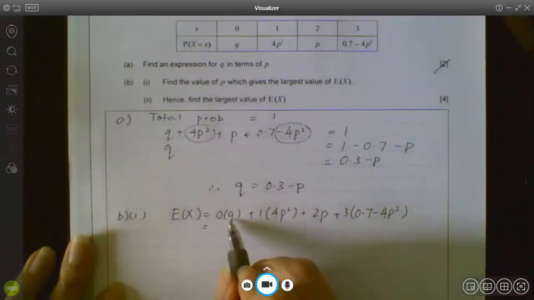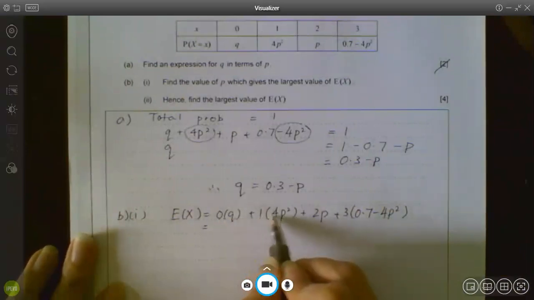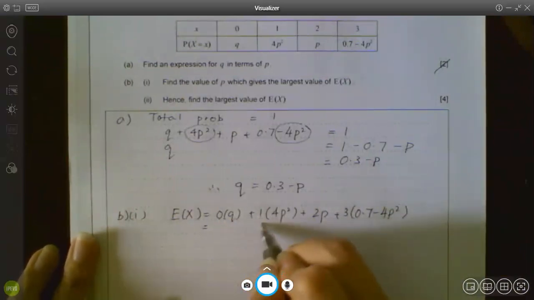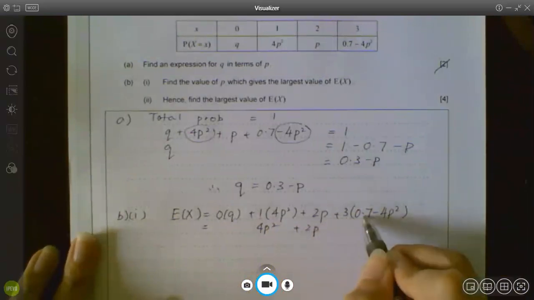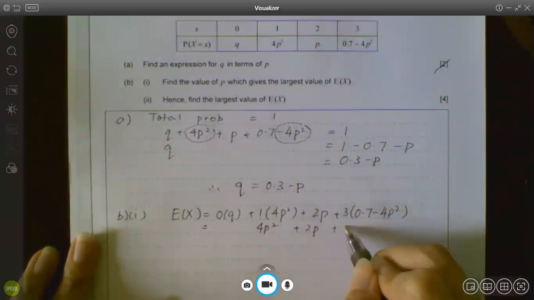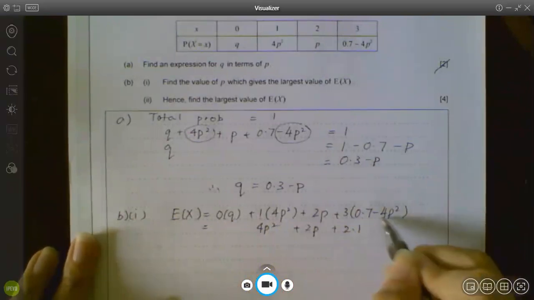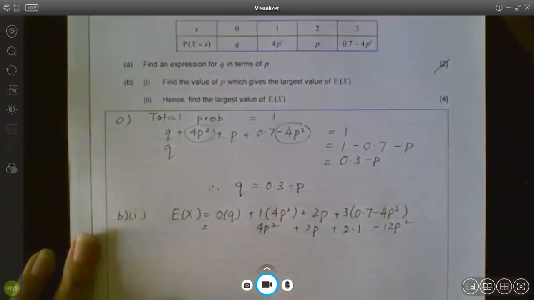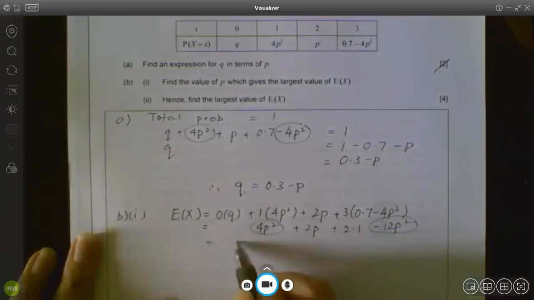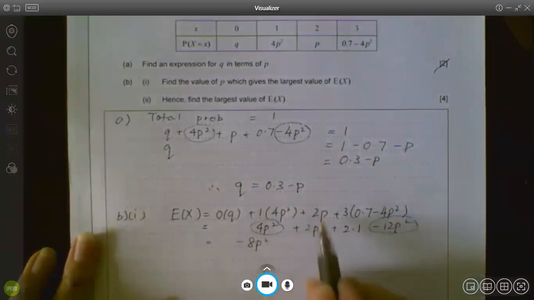So 0 times Q is 0. We don't have to write that. 1 times 4P squared is 4P squared. 2P. 0.7 times 3 is 2.1. And 3 times negative 4P squared is negative 12P squared. Let's put the like terms together. 4P squared and negative 12P squared, we get negative 8P squared plus 2P plus 2.1.